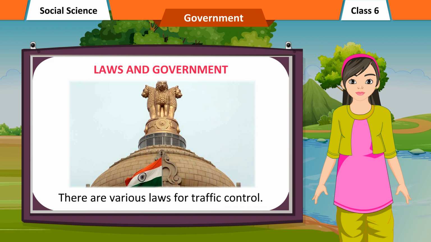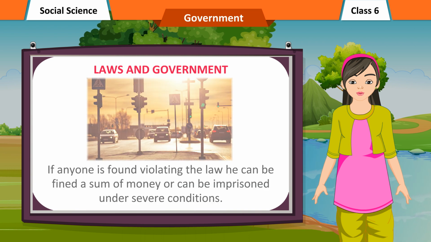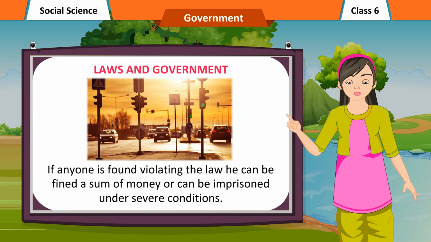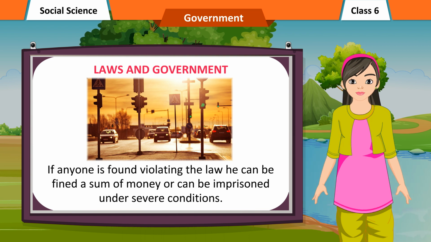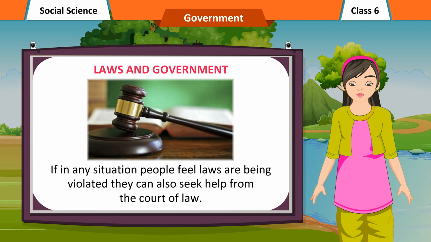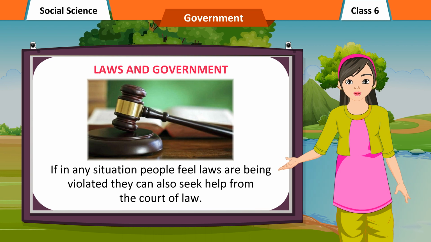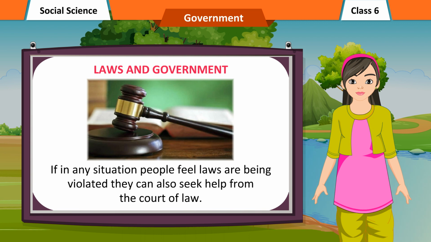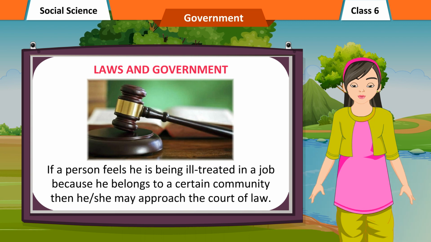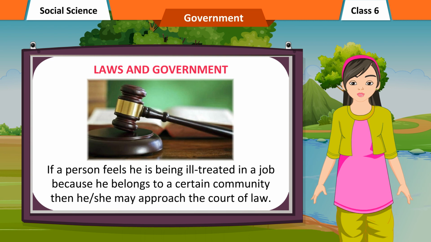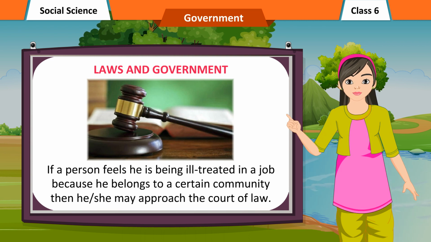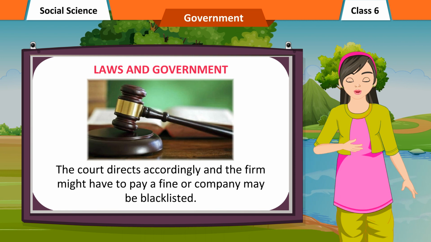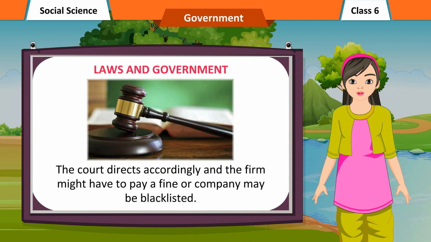Laws and government. The government not only makes laws but implements and enforces laws. There are various laws for traffic control. If anyone is found violating the law, he can be fined a sum of money or can be imprisoned under severe conditions. If in any situation people feel laws are being violated, they can also seek help from the court of law. If a person feels he is being ill-treated in a job because he belongs to a certain community, then he or she may approach the court of law. The court directs accordingly, and the firm might have to pay a fine or the company may be blacklisted.